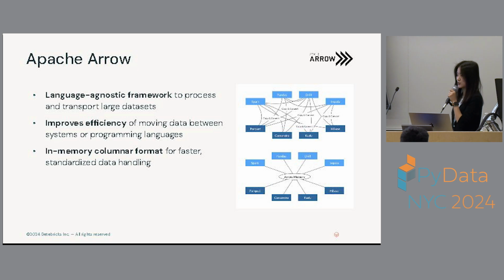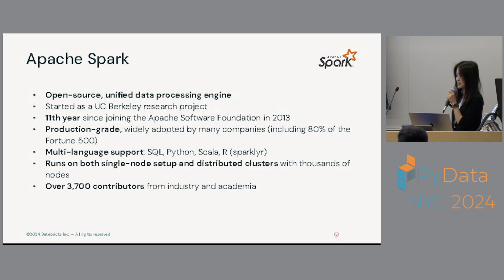Okay, so here's a quick intro to Spark. Spark is an open source, unified data processing engine, and it started as a UC Berkeley research project and has been with the Apache Software Foundation for over 11 years now. It is production grade and is widely adopted by many companies, including 80% of the Fortune 500. It supports many different programming languages, such as SQL, Python, Scala, and R. You can use it both on your local laptop and also scale up to distributed clusters with thousands of nodes to handle petabytes of data.